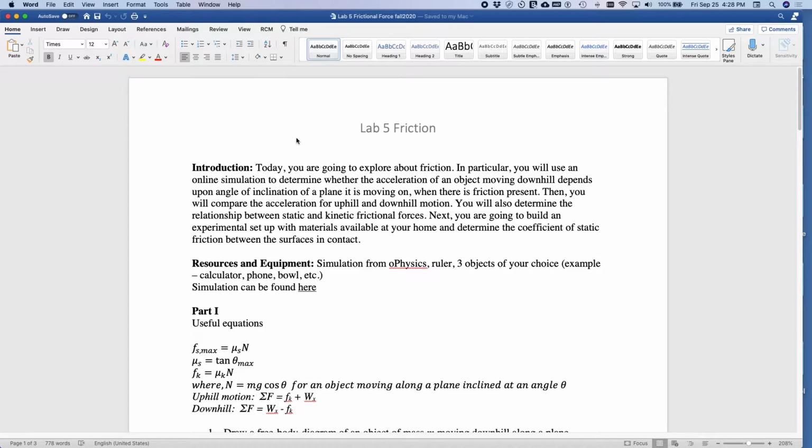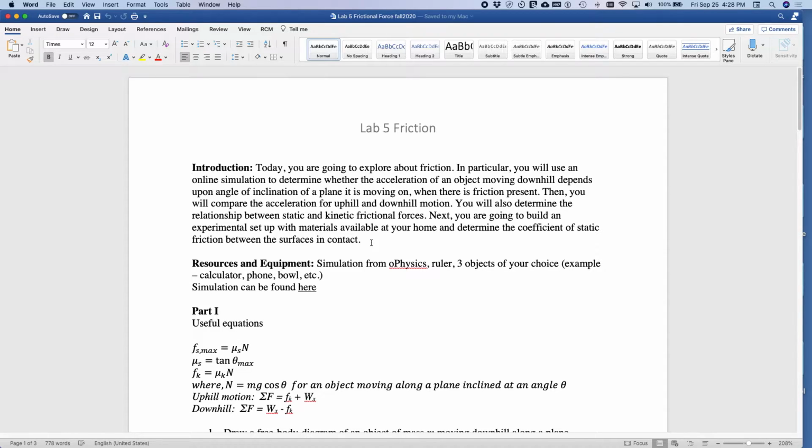when friction exists. So students are going to explore what happens to the acceleration of an object when it slides down along an incline when there is friction and if they change the angle of inclination.